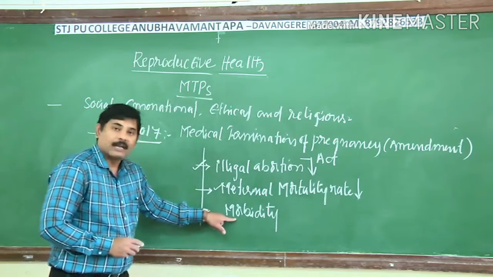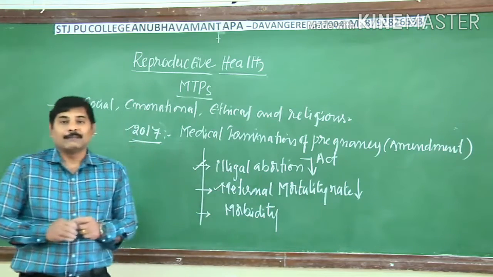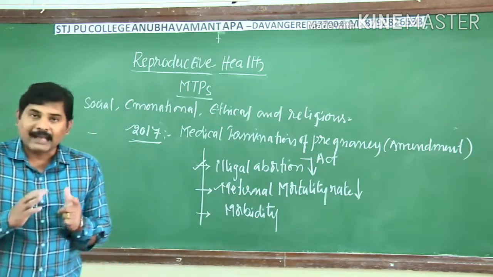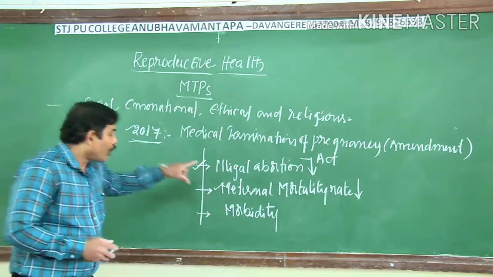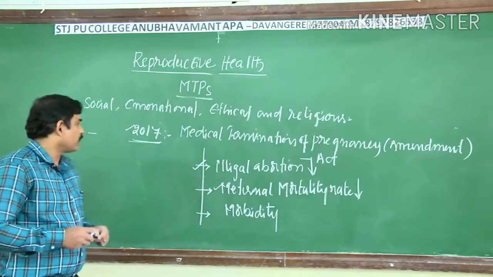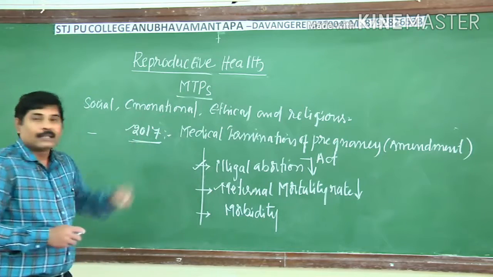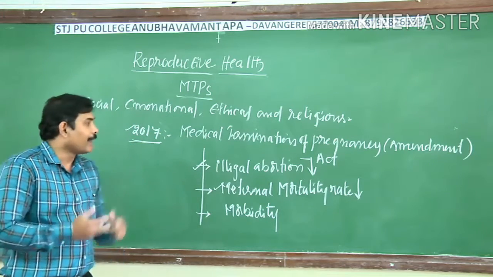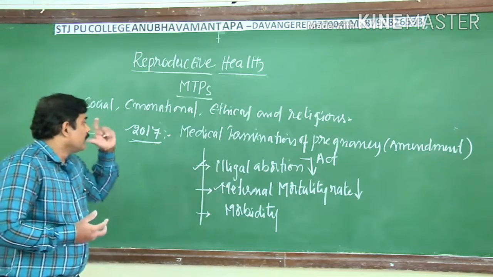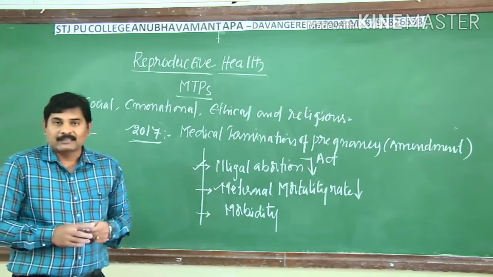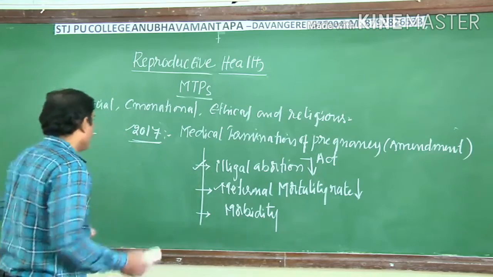Meanwhile, morbidity includes the health of the mother or the pregnant woman being greatly affected because of these abortions. So in order to avoid these three types of things, in 2017 the government of India made an amendment in this act. And why is there a need to bring such acts? Let us see that point.